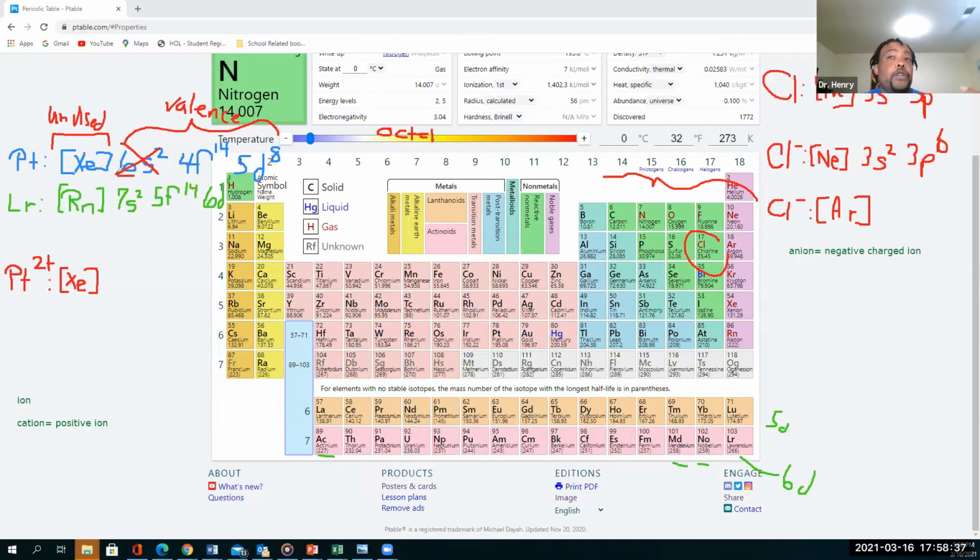So we're going to remove 2 of those, and then we're going to be left with 4f14, 5d8.